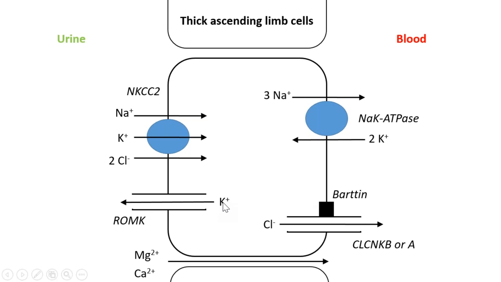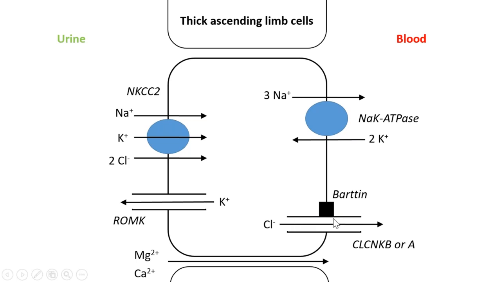And ROMK allows for potassium to be recycled back out into the lumen of the tubule, allowing for the continued movement of sodium, chloride and potassium back through the NKCC2 channel. This whole process is powered with energy using the sodium potassium ATPase pump, where sodium is pumped into the blood and potassium is pumped back into the cell, providing an abundance of potassium to allow potassium to pass through the ROMK channel. So the mitochondria in these cells are providing the energy that's consumed by this particular pump.